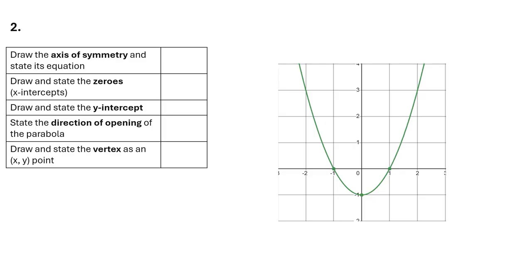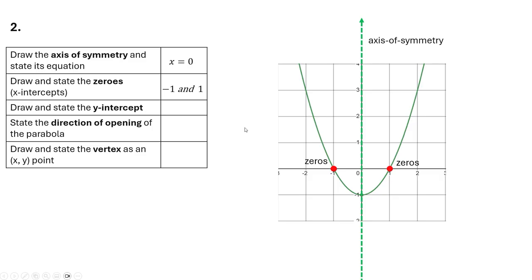In this graph, once again, we look to the middle point between this parabola. So this imaginary line, or axis of symmetry, follows this line right here, and it happens to be right along the y-axis, so we say x equals 0. The zeros, or the x-intercepts, occur at -1 and 1. So we can write those down.